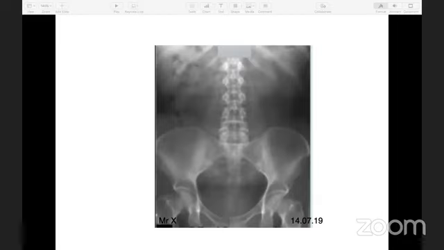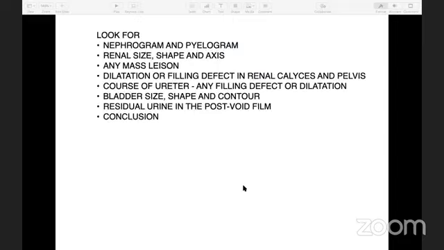This is X-ray KUB of Mr. X done on 14 July 2019. Position is incomplete in both cephalic and caudal direction. Exposure is adequate. Bowel preparation is not good. Soft tissue shadows visible are left kidney, bilateral psoas, and bladder.